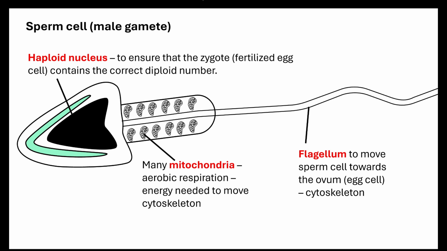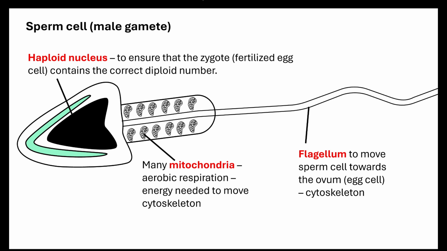Also, because we're talking about a gamete, this links to your meiosis topic here, in the fact that meiosis has occurred, we now have a haploid nucleus, and that is to ensure that the zygote, that fertilized egg cell, when that sperm cell and egg cell fuse together, contains the correct diploid number. So we need to have half the genetic information from the male gamete and half the genetic information from the female gamete, so that when they come together, we end up with a full set of chromosomes, our diploid number.